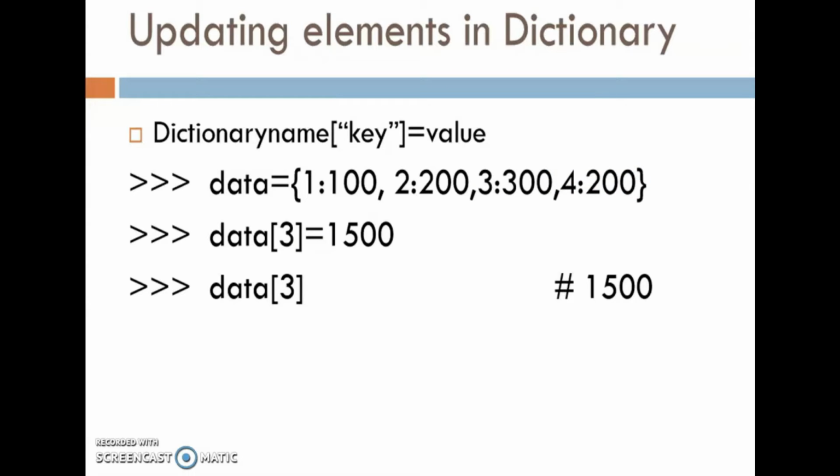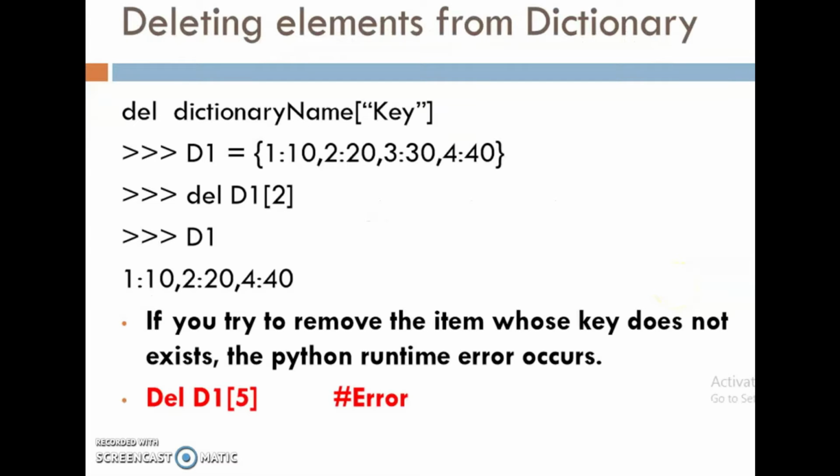Here I want to update the third key's value. For that we can use the statement data, and within the square bracket I specified this 3 key. 3 is the key, that is equal to 1500. Then at the time of execution we can see the value of this third key is 1500. Okay, clear? How can we delete elements from a dictionary?